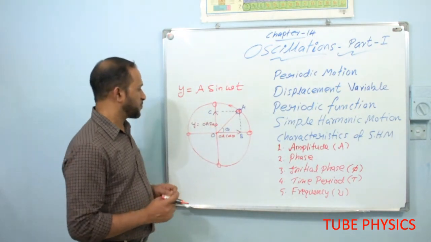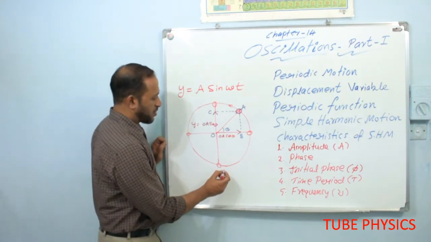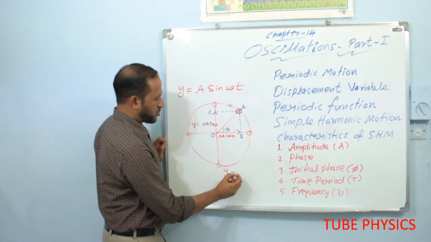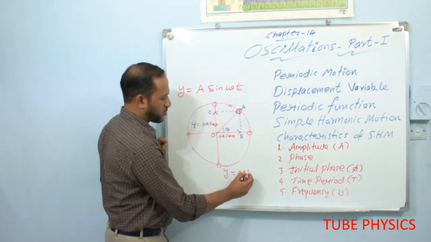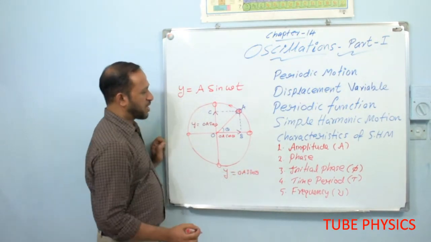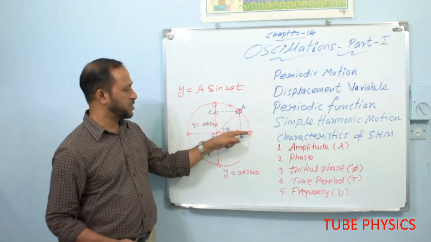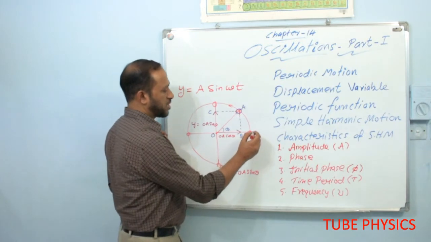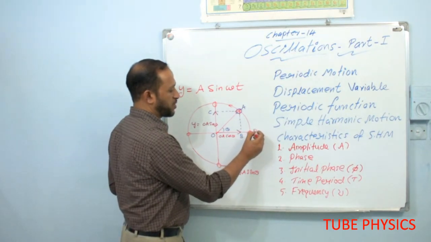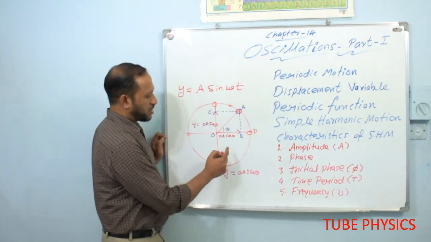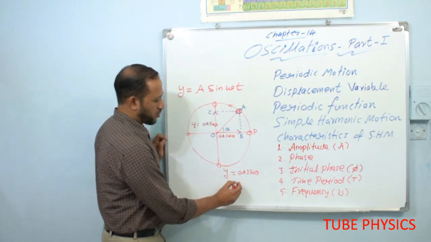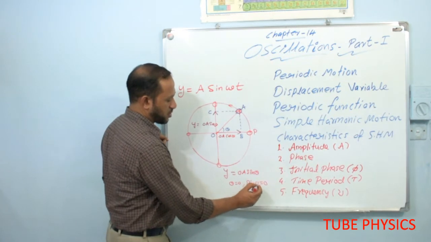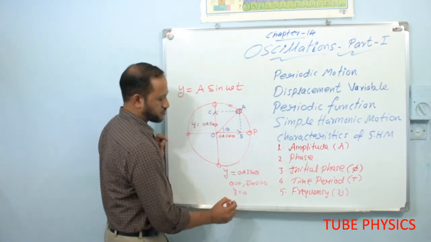Now we can see here, suppose initially we have the equation, the y component is equal to OA into sin theta. Imagine the body started from the initial point here. When the body is at the starting point, suppose at the initial point I am taking the point P, at that point theta equal to 0. If theta is equal to 0, then sin 0 is equal to 0, then y equal to 0.